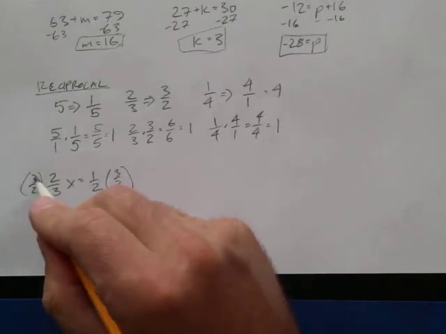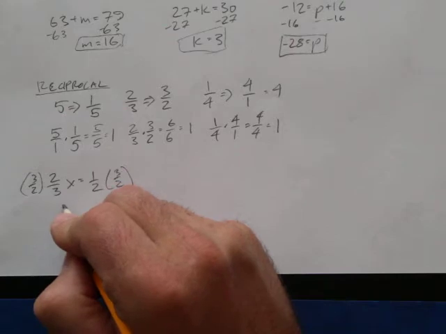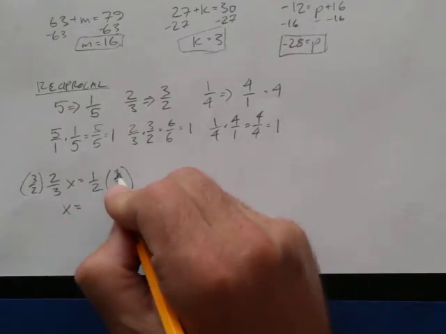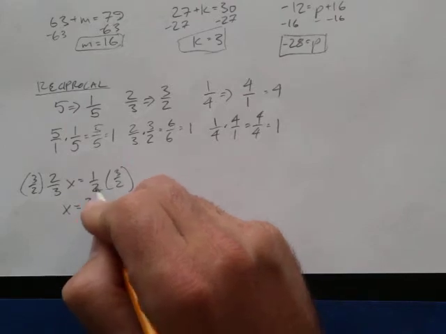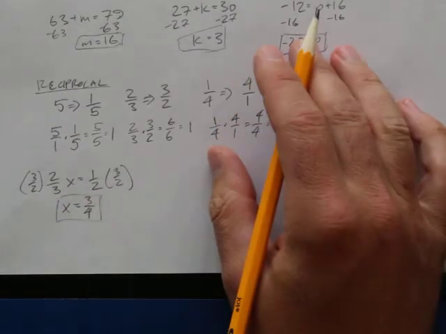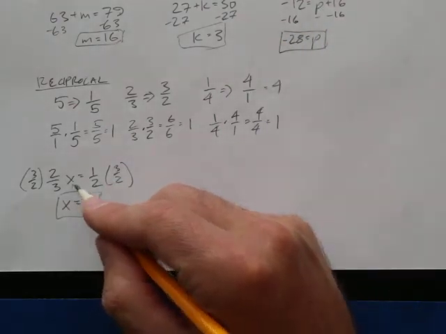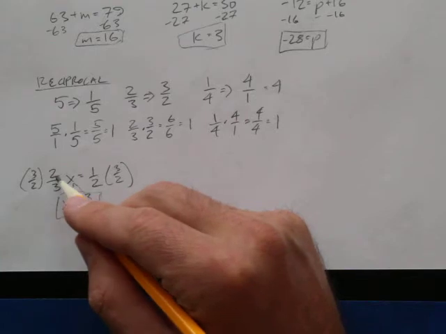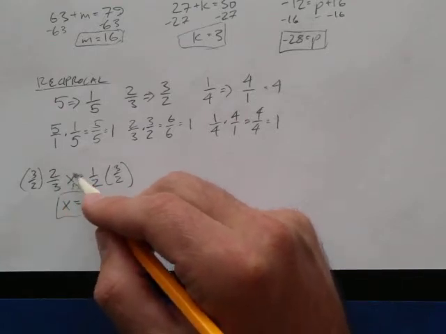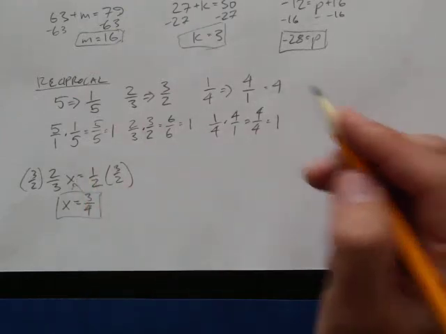3/2. So 3 times 2 is 6. 2 times 3 is 6. 6/6 is 1. So I have 1x equals 1 times 3, which is 3, over 2 times 2, which is 4. X equals 3/4. And if I put this 3/4 back in here for x to check it, then that's 2 times 3 is 6, 3 times 4 is 12, 6/12 is 1/2, so I've checked my answer, that looks good.